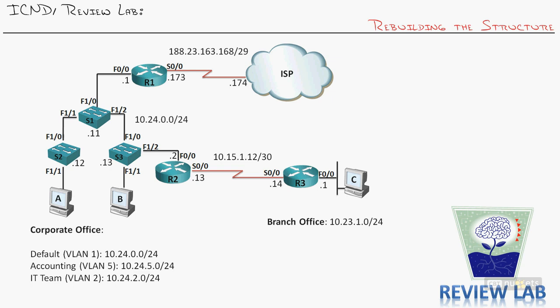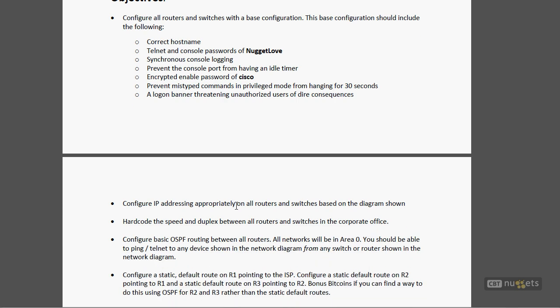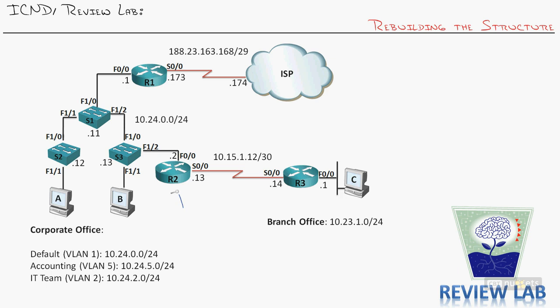Moving right along in rebuilding the ICND1 lab structure. We left off the last nugget talking about IP address configuration and hard coding the speed and duplex. Now we're into basic OSPF. This is what we learned in ICND1, because right now all of the routers have IP addresses as well as the switches, but nobody can get anywhere.